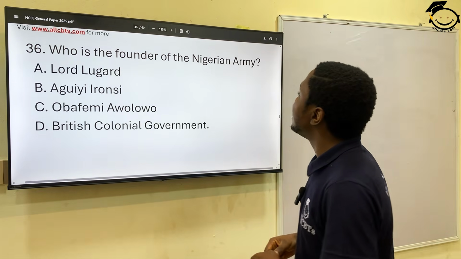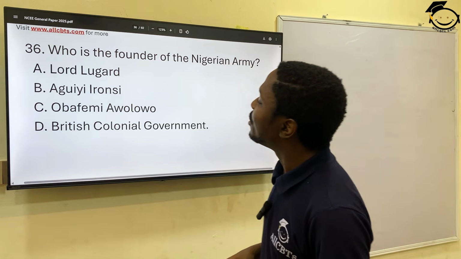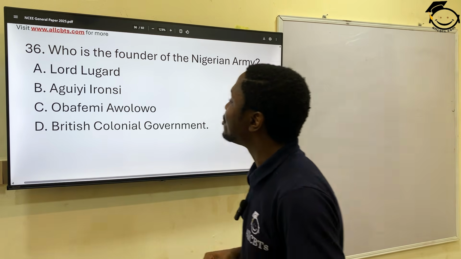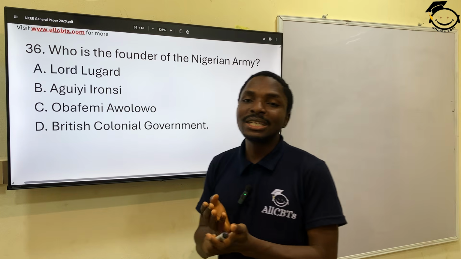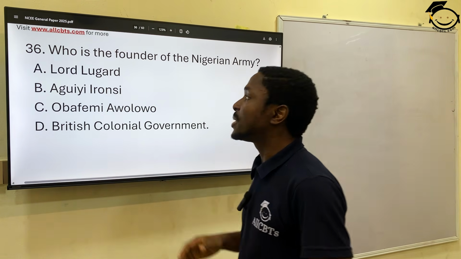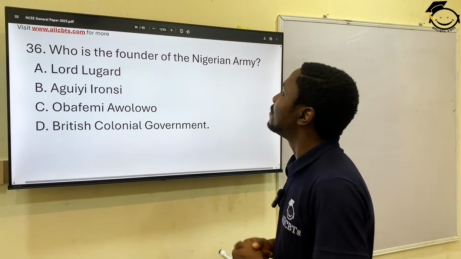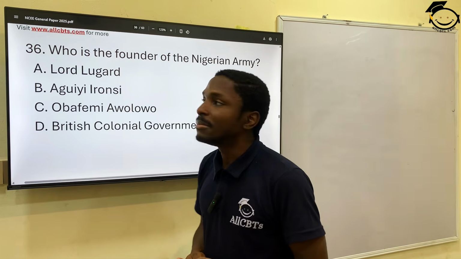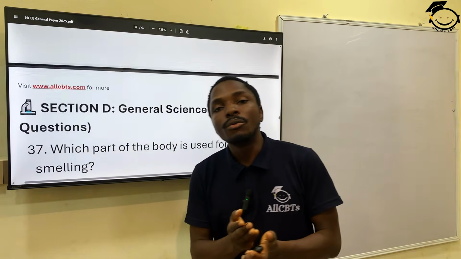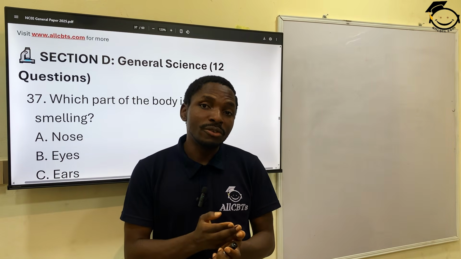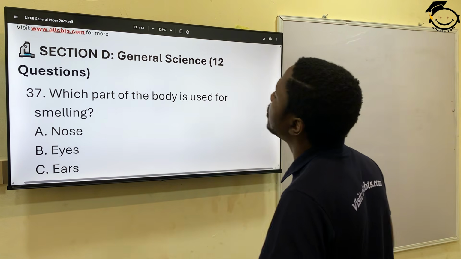36. Who is the founder of the Nigerian Army? We have Lord Lugard, Aguiyi-Ironsi, Obafemi Awolowo, the British government. It was the British government who founded the Nigerian Army. That's why till today, a lot of our values are still from the British, because we learned a lot from them. So the correct option would be D, the British government. We gained our independence from the British government. We were colonized by the British government. So that's that with current affairs.